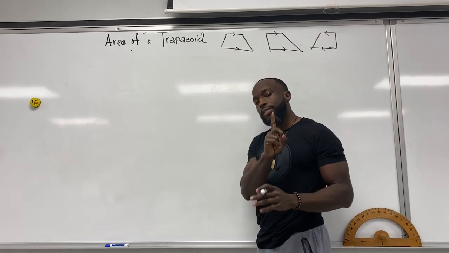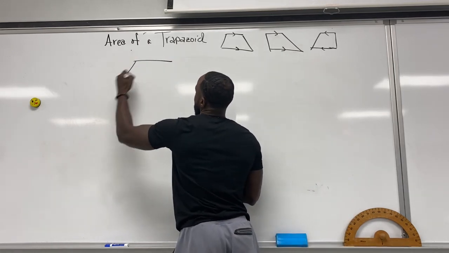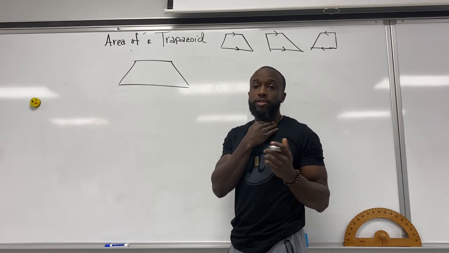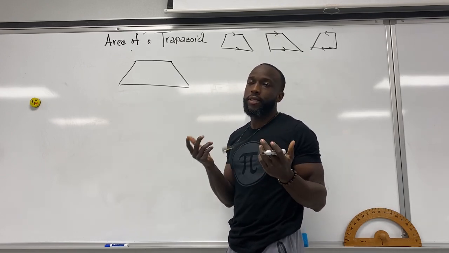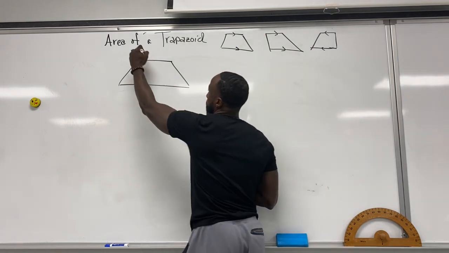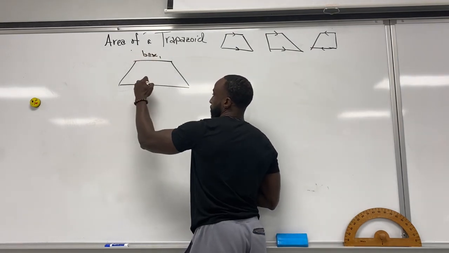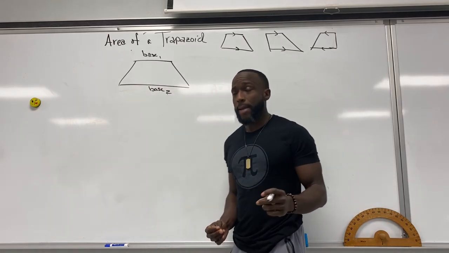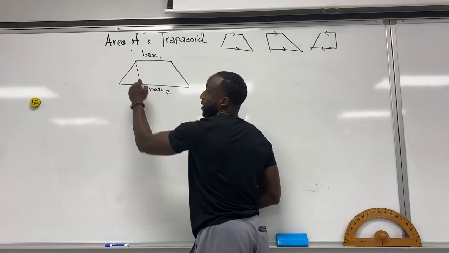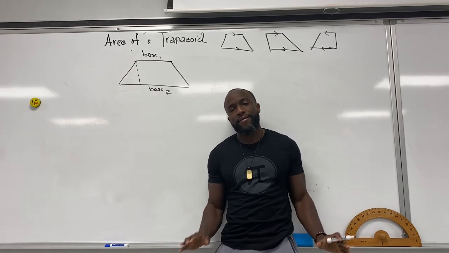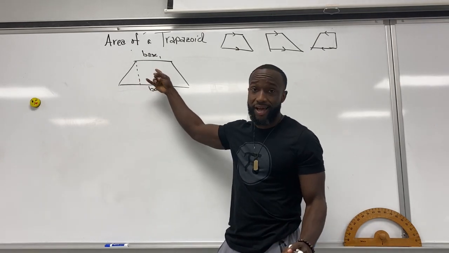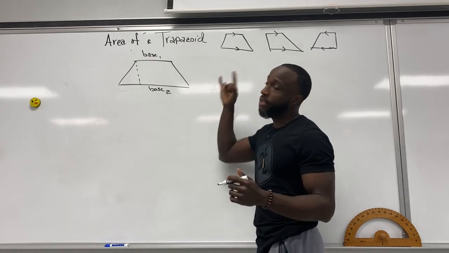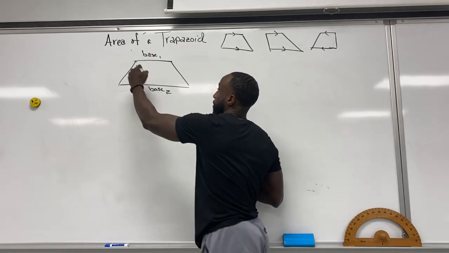Since you only have one set of parallel lines, there are going to be parts of this trapezoid that are different. Therefore, you have two different bases, base 1 and base 2, right? The other thing you have, just like any other four-sided figure, is a height. And the height is going to be either on the inside or the outside of the trapezoid, depending on its configuration.